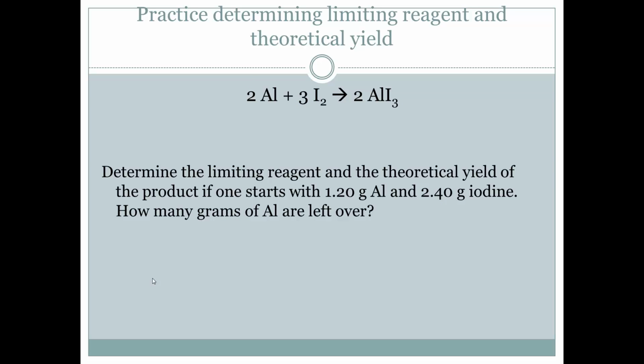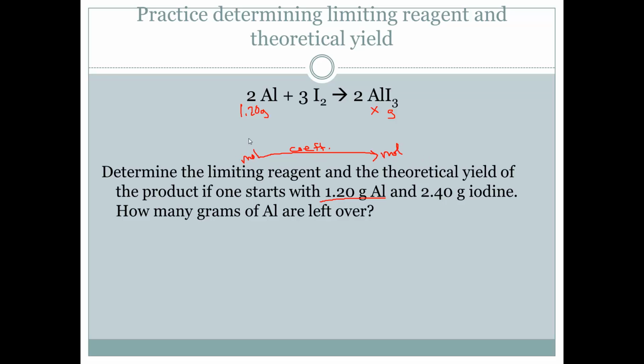Alright, so let's take this one step further. Since we don't measure out moles, we measure out grams when we go to the scale. So determining the limiting reagent and theoretical yield of the product that starts with 1.20 grams this time of aluminum and 2.40 grams of iodine. So 1.20 grams, we're going to convert them both to grams. Going from one compound to another, that takes coefficients, because that's the horizontal line. Moles are the end caps.